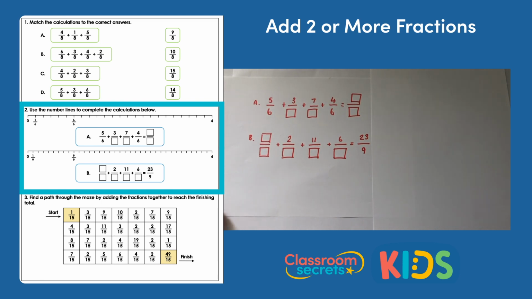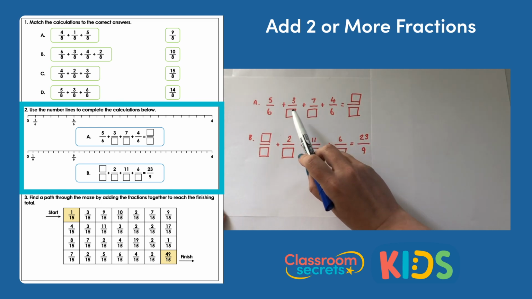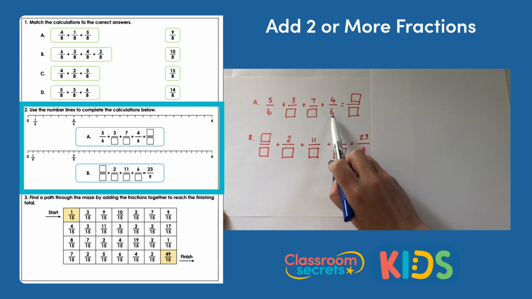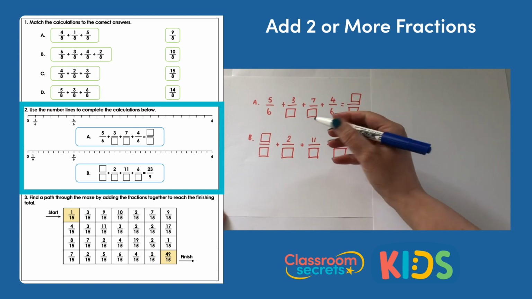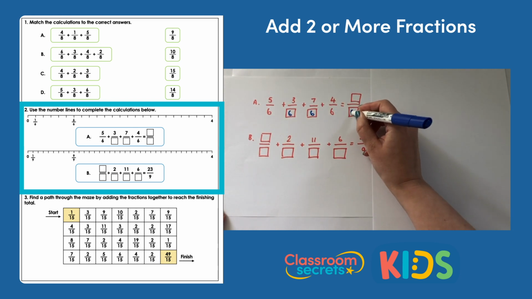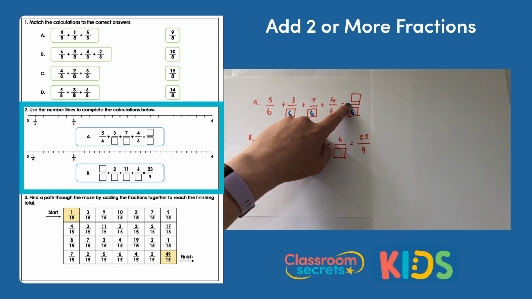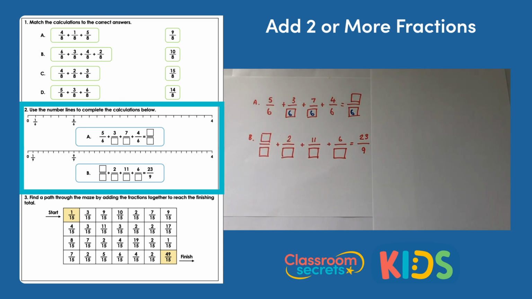So for calculation A, we have 5 sixths, and then we have missing numbers here for our other denominators. We have another sixth here. Because our denominator is going to stay the same throughout the calculation, I can fill in sixths for these bits. That leaves me with filling in the numerator here, so I'm finding the answer to this calculation.